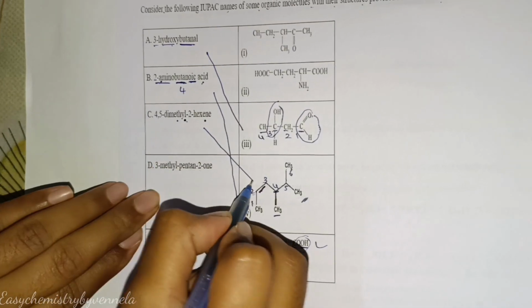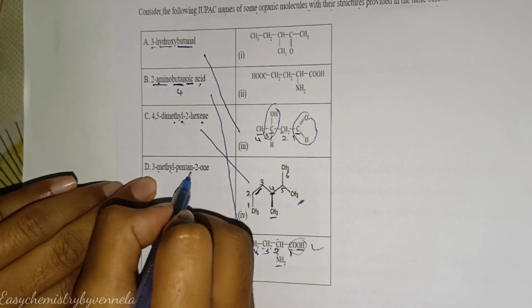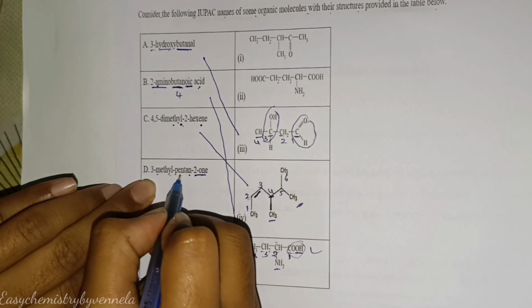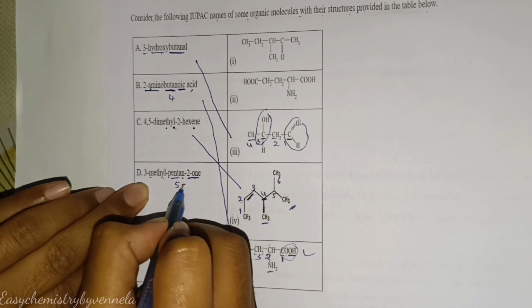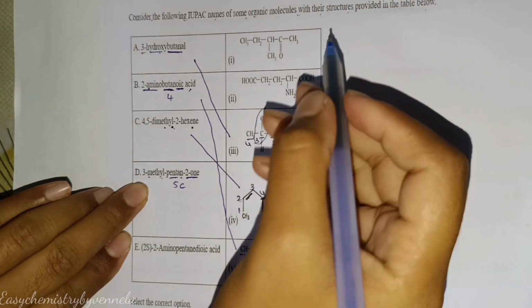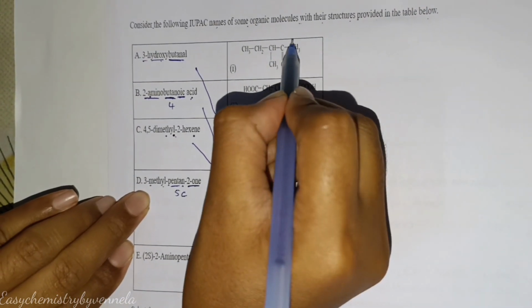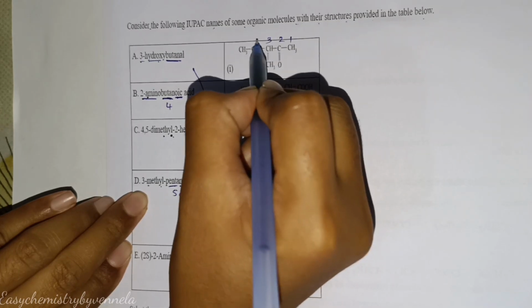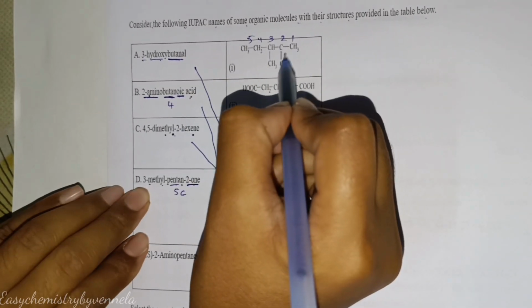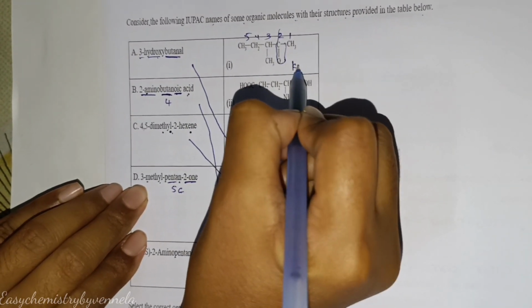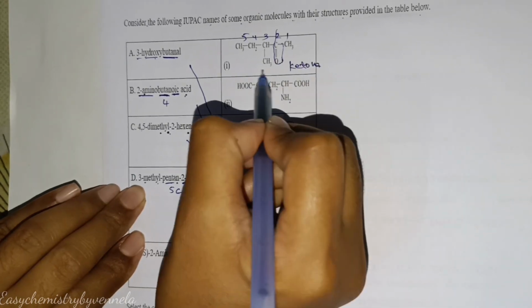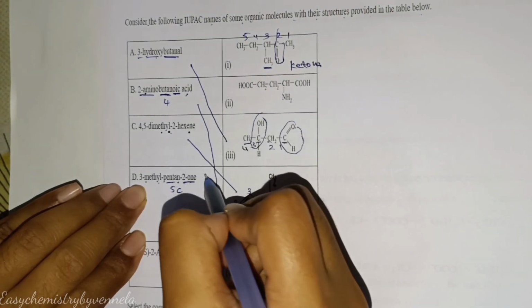Next, 3-methyl pentane 2-one. 3-methyl. Pentane means 5 carbons. See this one, 1, 2, 3, 4, 5 carbons are there. 2-one, which is ketone group. 3-methyl, this one. So correct one is first one.